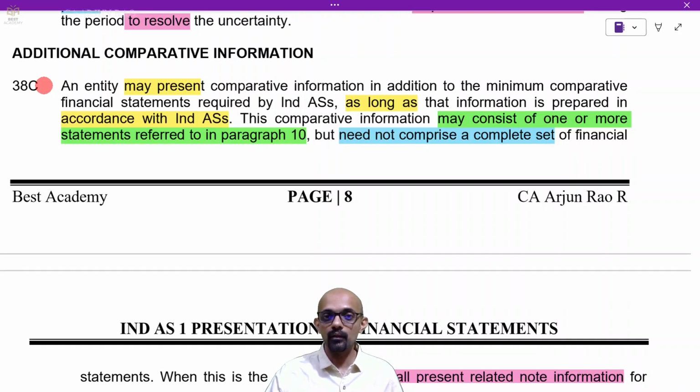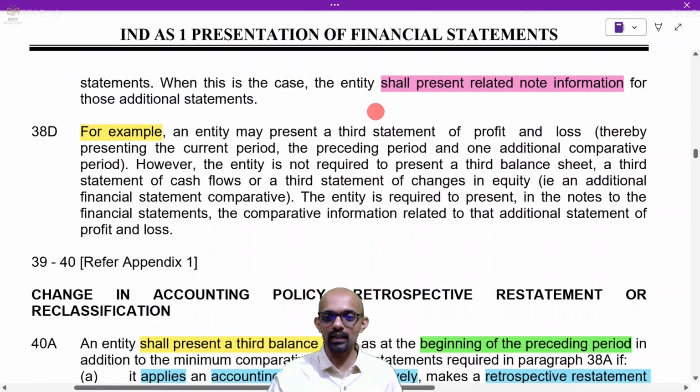So whenever you present additional comparative information, it doesn't mean you have to present a full set. You can choose to present only a third statement of P&L. That doesn't mean you have to definitely present a third balance sheet or third statement of cash flows or third statement of changes in equity, right?